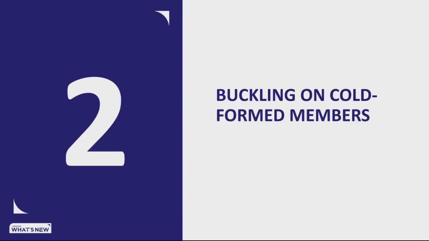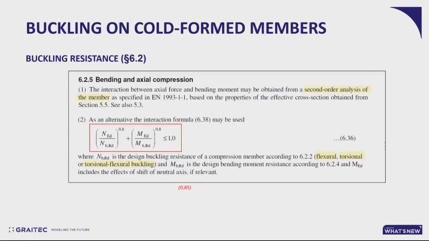So now let's see the improved definition of buckling length for cold form members. So when it comes to cold form design, you can either run a second order analysis on the member. This can be done in advanced design using the advanced stability feature. But starting last year, we introduced this alternate interaction formula, where the buckling resistance from the axial force covers all buckling modes, flexural, torsional, but also torsional flexural buckling, and also the effects of lateral torsional buckling on the bending moment.